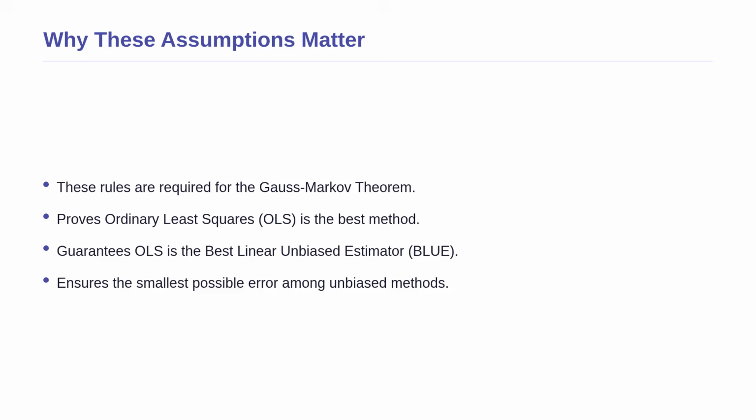You might be wondering why we are so strict about these 5 specific assumptions. The reason is a famous mathematical proof called the Gauss-Markov theorem. These assumptions are exactly what the theorem needs to prove that ordinary least squares, or OLS, is the best linear unbiased estimator, known as BLUE. OLS is our standard method for drawing the line of best fit. BLUE means that out of all possible unbiased ways to draw that line, OLS guarantees the smallest possible error. If even one assumption fails, OLS loses its best status.